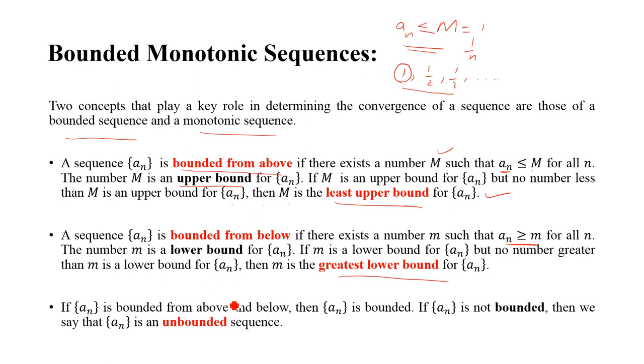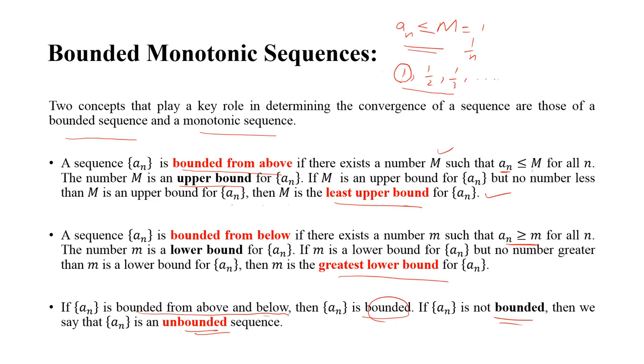If a_n is bounded from above and below, then a_n is bounded. So if a_n is bounded below as well as bounded above, then this is called a bounded sequence. If it is not bounded, then we say that a_n is an unbounded sequence.